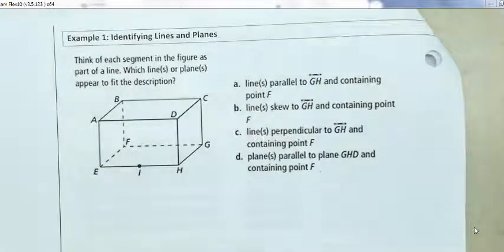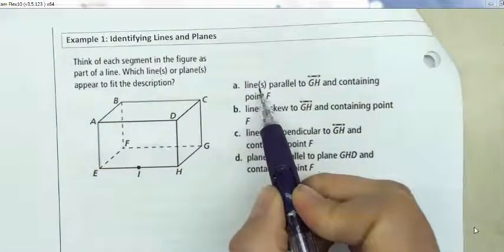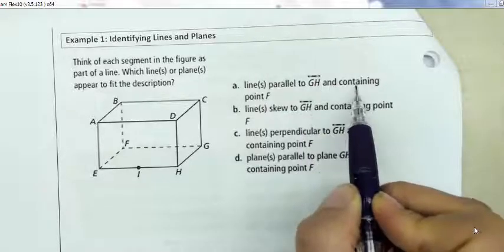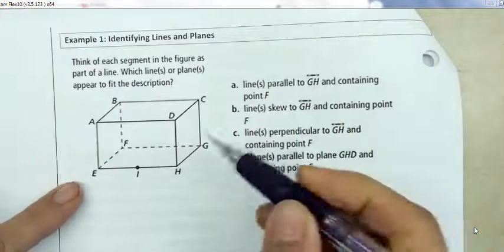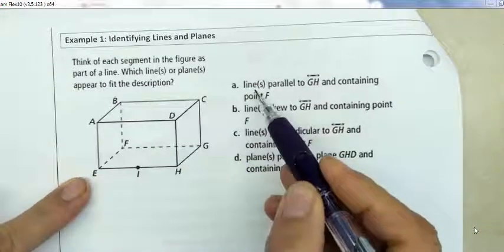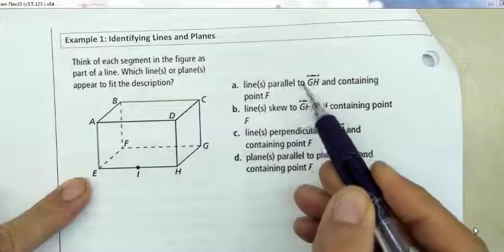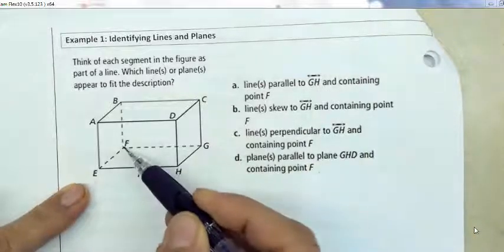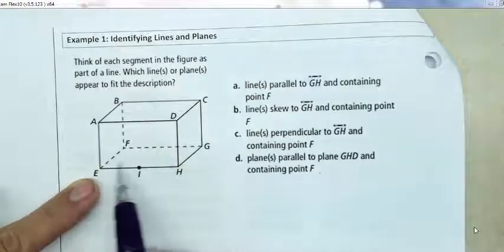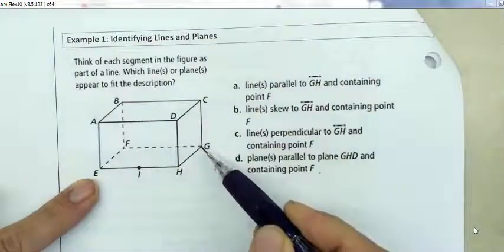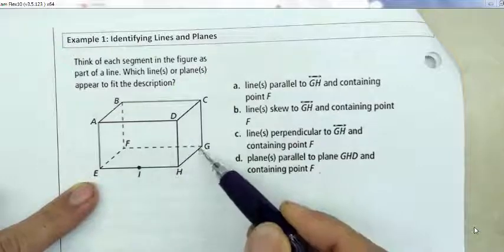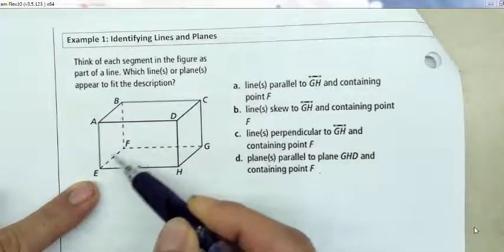All right. So for A, we need lines that are parallel to line GH containing point F. So line GH is here. And I need a line or lines that are parallel to that line containing point F. Well, it looks to me like this line over here, parallel means in the same plane, right? So I need something that contains point F and is a line that is parallel to this one. So I think it's going to be line EF.